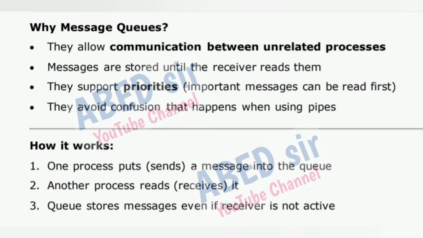Why message queues? They allow communication between unrelated processes. Messages are stored until the receiver reads them. They support priorities. Important messages can be read first. They avoid confusion that happens when using pipes.